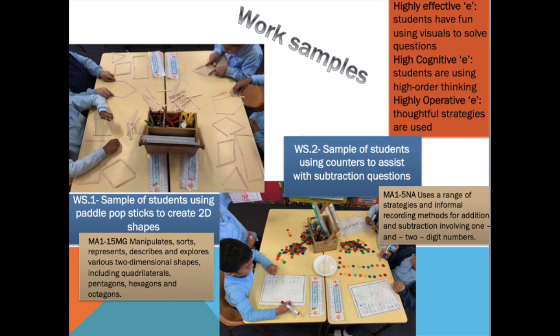I got paddle pop sticks and gave them the opportunity to create their own 2D shapes. Students were able to glue their shapes and keep them. After the lesson, I randomly selected students to talk about their shape, and they had to name the shape and write about how many sides and corners each shape has.